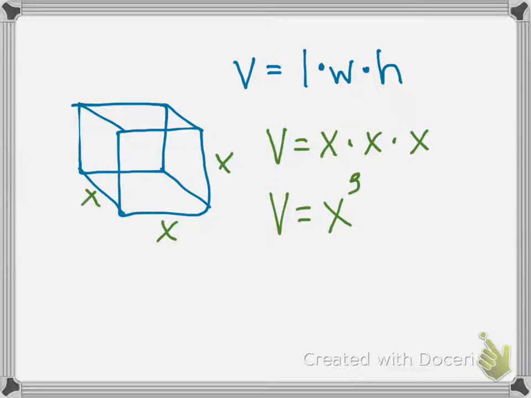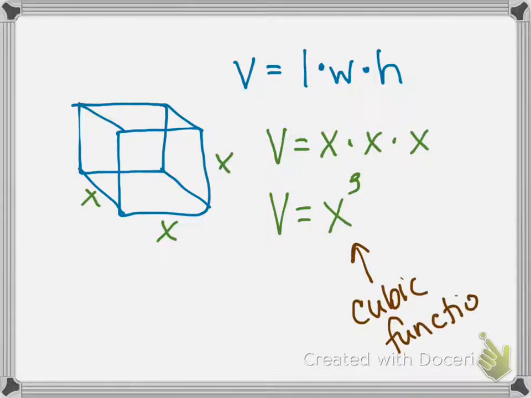Now, why do we say x cubed? Well, because it's finding a volume of a cube. So this is called a cubic function. We know quadratic functions have the highest power of x squared. That's how you know it's quadratic. Cubic functions, the highest power of x is a 3, so that it is cubed.